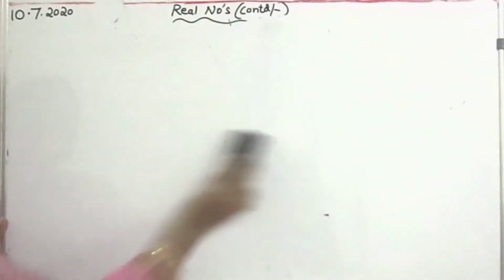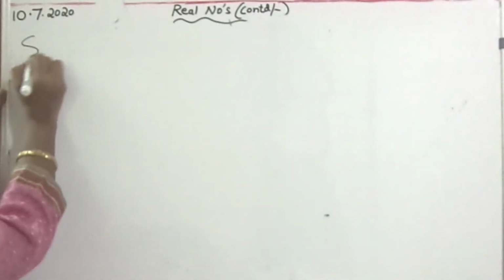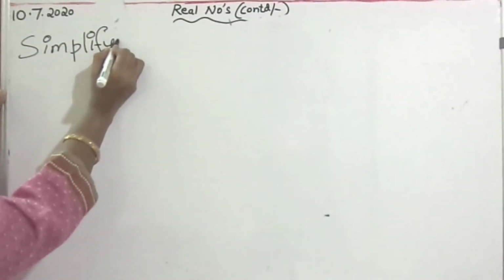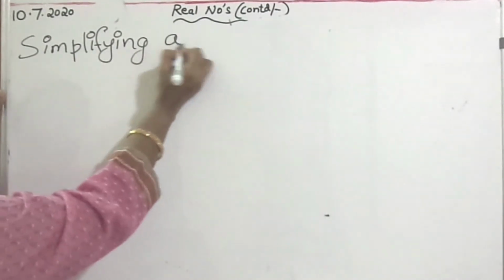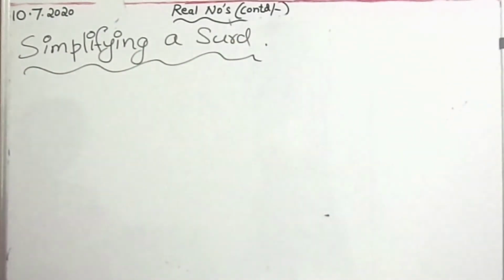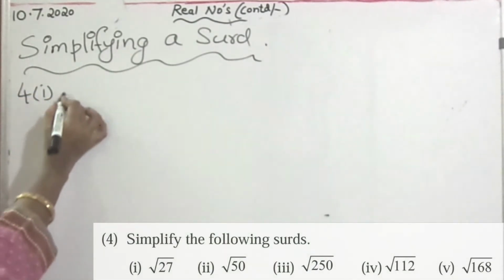Now we go to the next topic, simplifying a surd. This is based on the last one, when we were finding out whether it's a surd. The same, it is based on that. So let us do this, simplifying a surd. We'll straight away start with the exercise. Fourth question, first one, root 27.